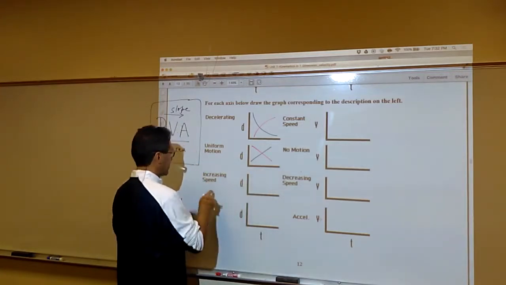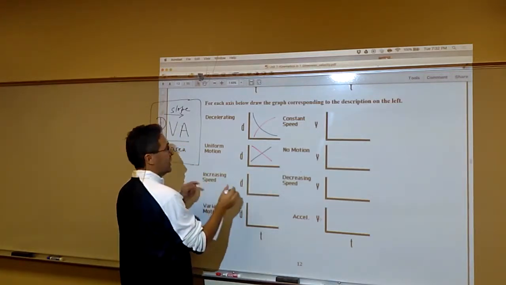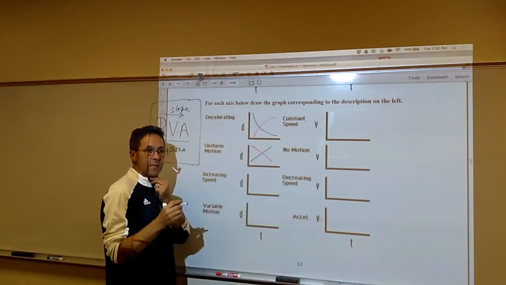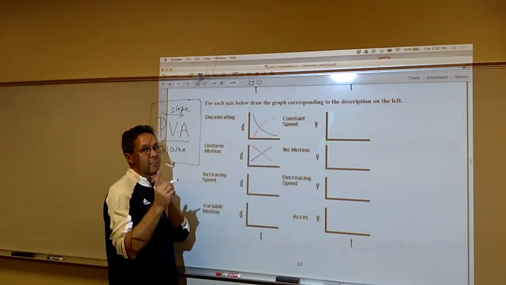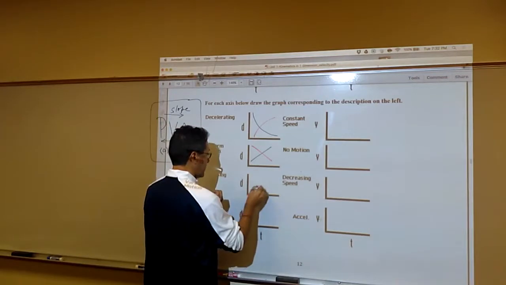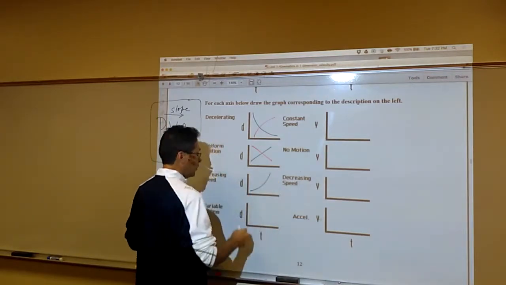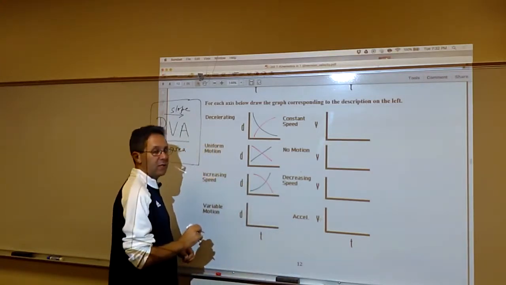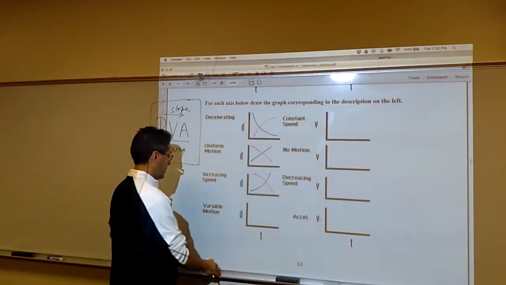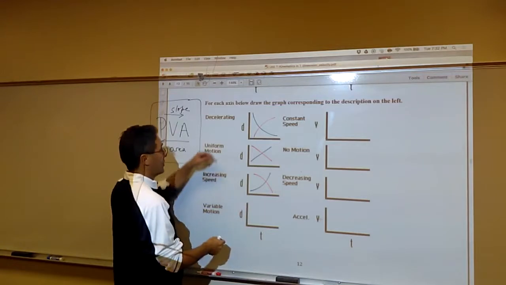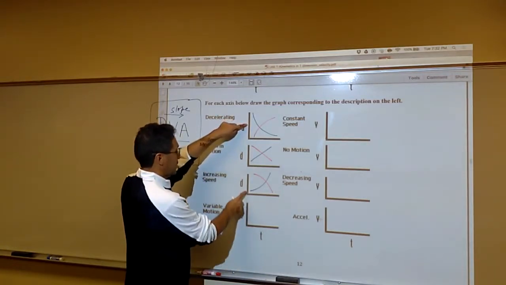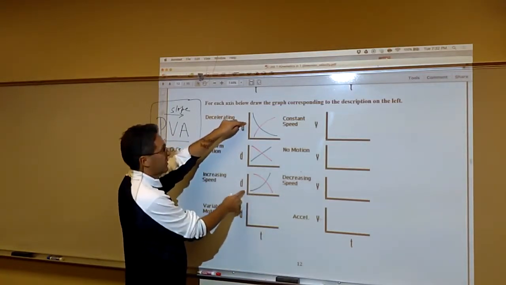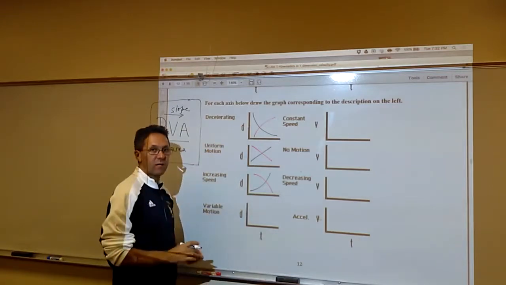Okay. Increasing speed, so I have to show something that has an increasing slope in time. So it has to be a curve like this, or the other option is maybe something like that. Anything that gets steeper in time is good. Variable motion, you pretty much have the first one and the third one. So I'm not going to draw that, you got the idea. Any one of those is valid.